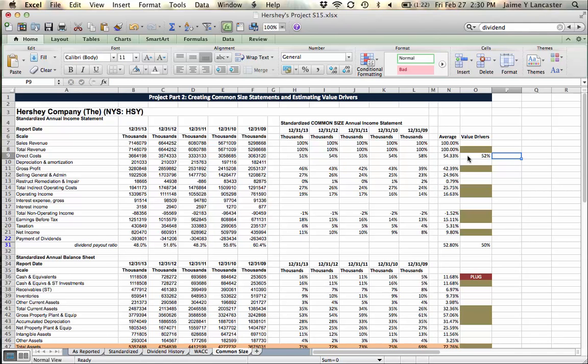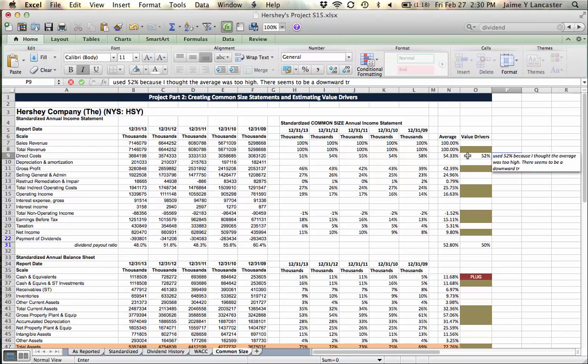And you are welcome to change any of your drivers if you think the average doesn't make sense. All I want you to do is in the next column over, make a little note. Used 52% because I thought the average was too high, right? There seems to be a downward trend. Great, and then I'll look at that and I'll say, hey, I agree. If it's something that I don't agree on or I think that's a bad call, I'll let you know. But when it comes to choosing your value drivers, whatever you can justify is the one you should use.